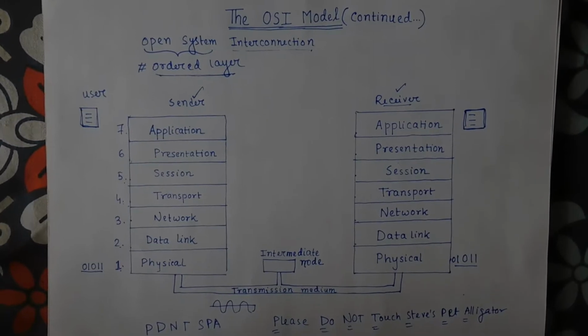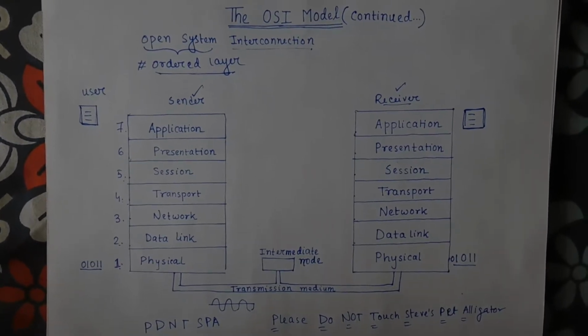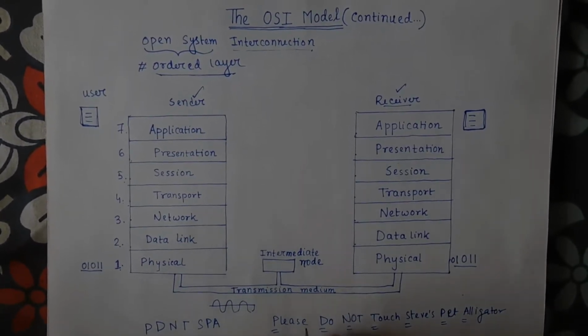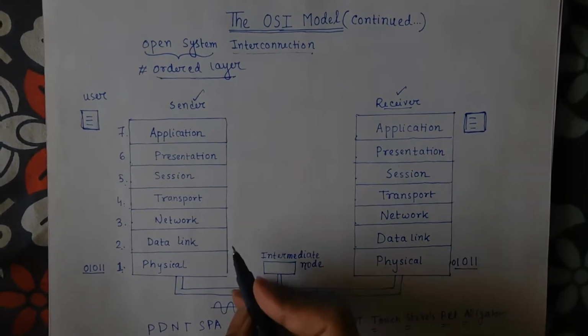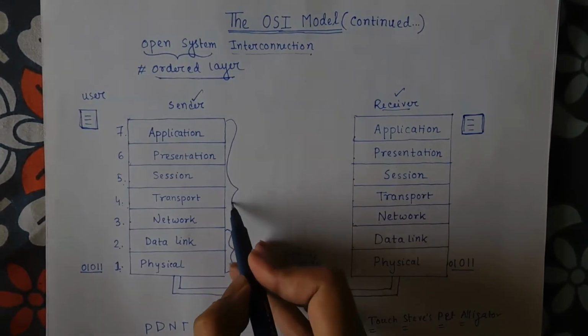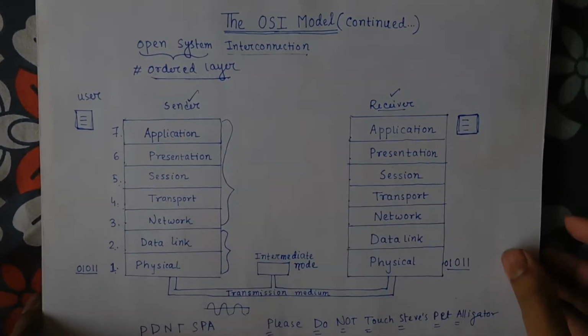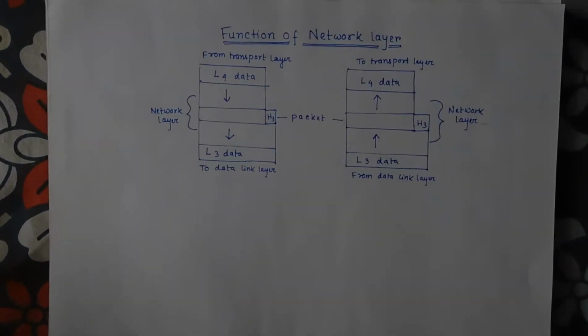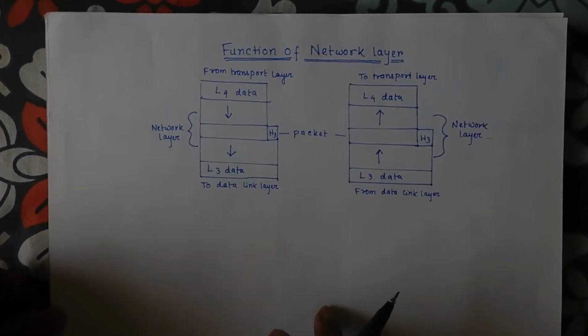Today we continue our study about the OSI model. In our previous class, we discussed the function of physical layer and data link layer. Today we will discuss the rest of the 5 layers. Now start with the function of network layer.